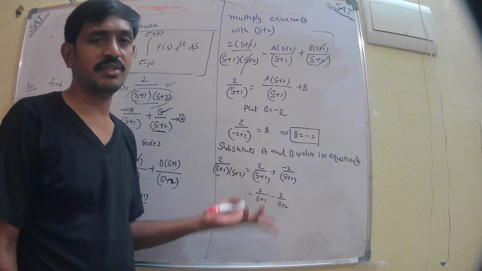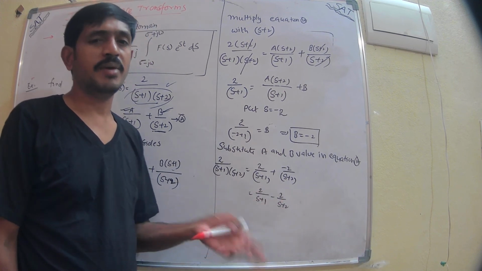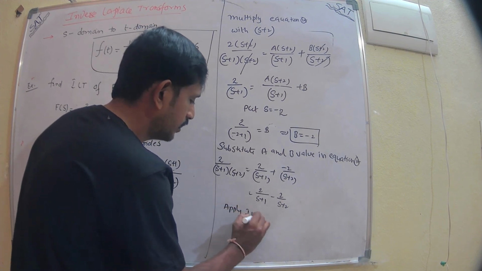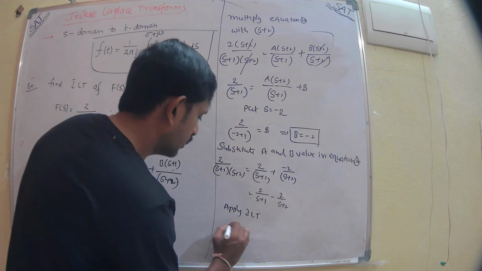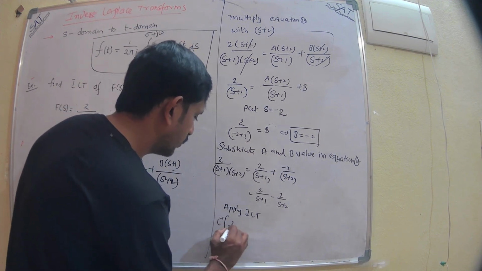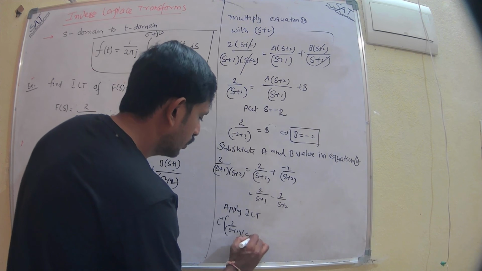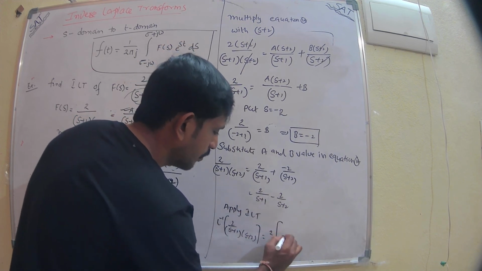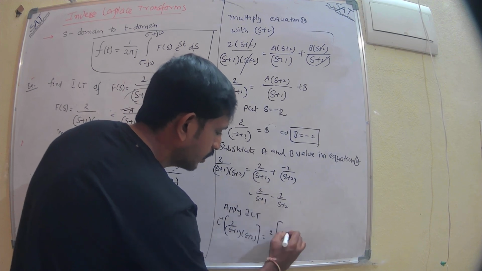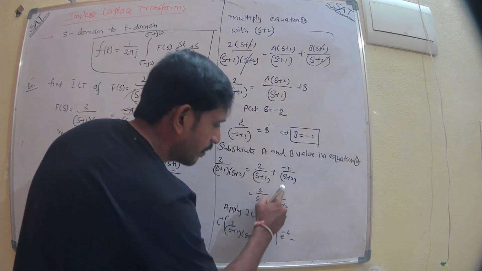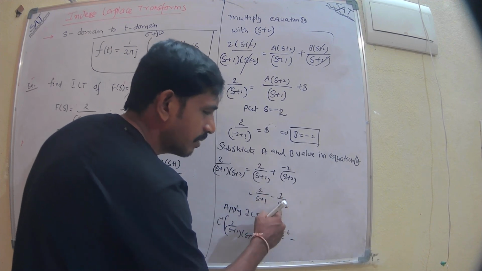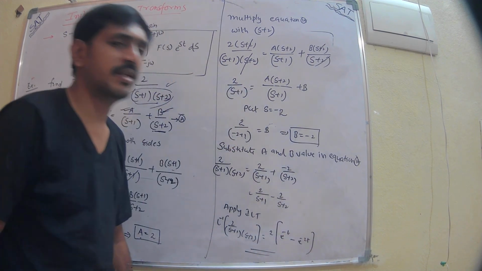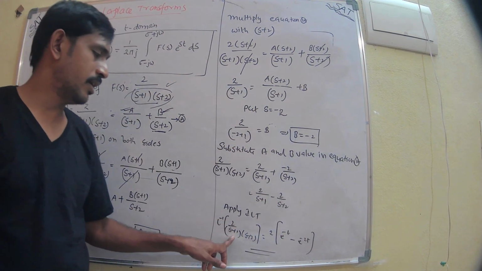You know the inverse Laplace transform of 1 by (s plus a) is e power minus at. So apply inverse Laplace transforms. The inverse Laplace transform of 2 by (s plus 1) into (s plus 2) is equal to, 2 is the common factor here, so 2 e power minus t, with a is 1, minus 2 e power minus 2t, with a equal to 2. This is the inverse Laplace transform of 2 by (s plus 1) into (s plus 2).